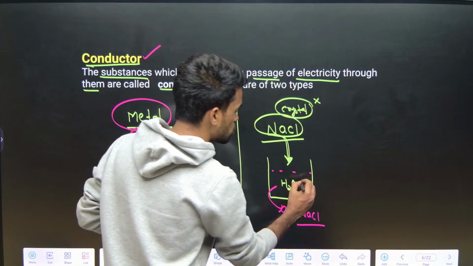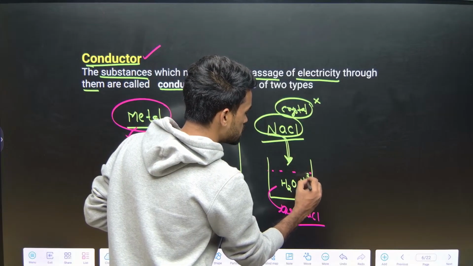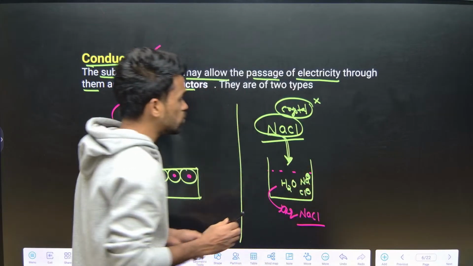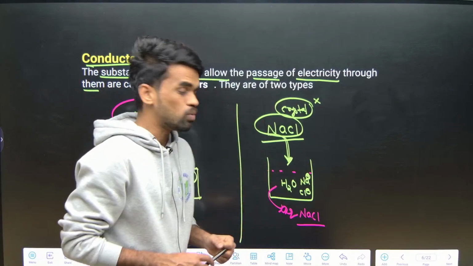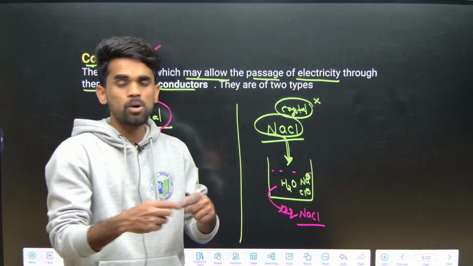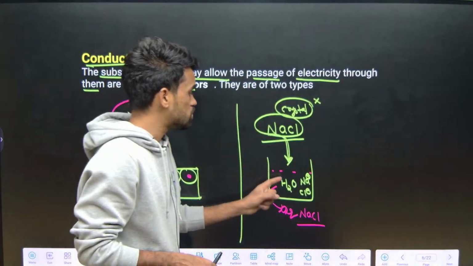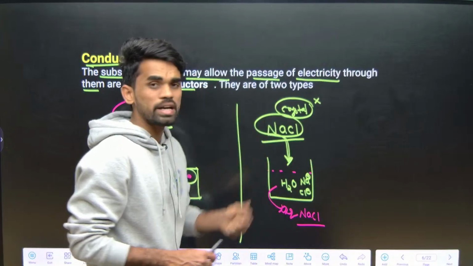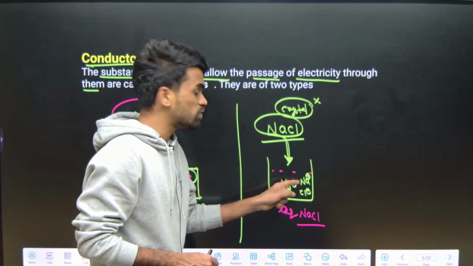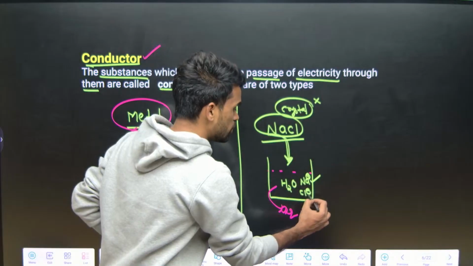Now in this solution we have Na+ ions and chloride ions. Due to the free movement of these chloride ions and Na+ ions in this beaker, electricity will pass. So what is responsible for electrical conduction in electrolytic conductors? It is the movement of free ions, free cations and free anions.